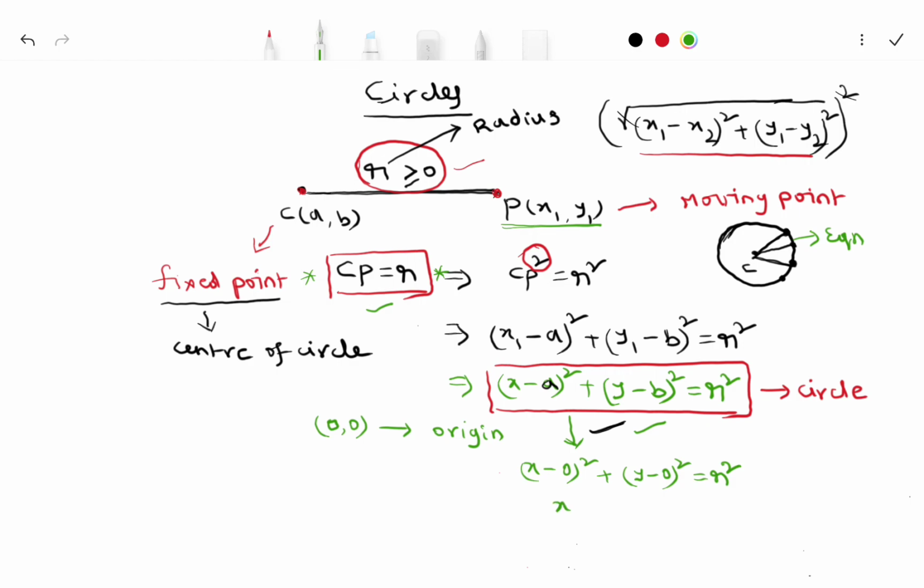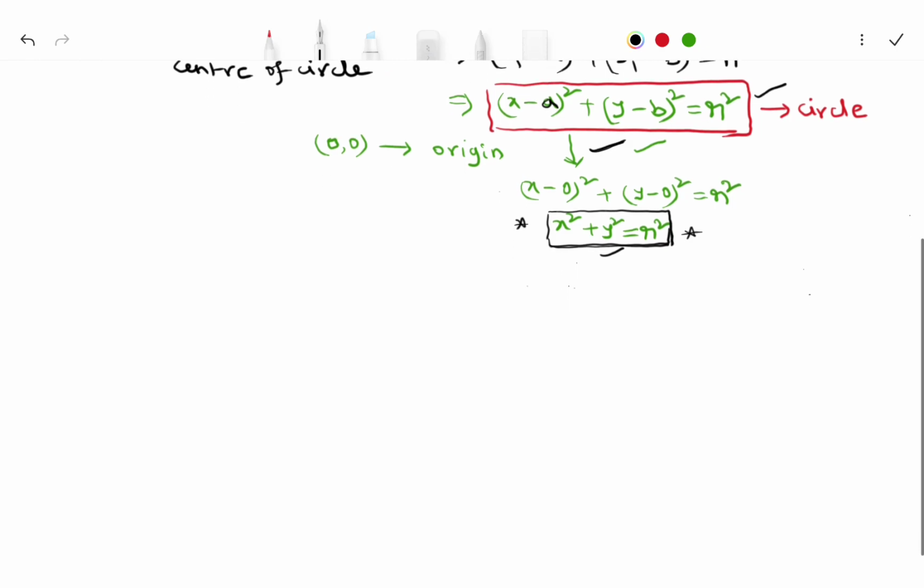So now this one is x square plus y square is equal to r square. What is that? Another form of circle. Another form means a circle is the same, it contains a center and radius. But what is the difference between the above equation and this equation? In the above equation, the center is (a, b). In the second equation, the center will be (0, 0). In both equations, the radius is the same, that is the r value, either greater than 0 or equal to 0.